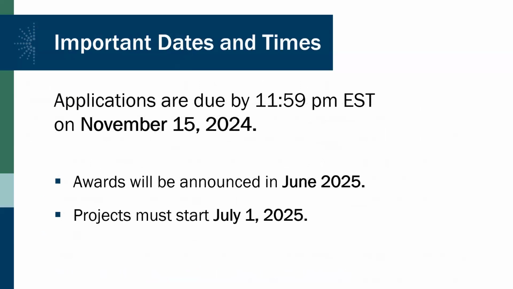Here are a few important dates relating to the AAHC applications. Applications must be received through grants.gov by 11:59 p.m. Eastern Time on November 15th, 2024. The date is non-negotiable. The timestamp is auto-generated by the grants.gov system, and we have no ability to override it. We will say this repeatedly: start early and submit your application early.